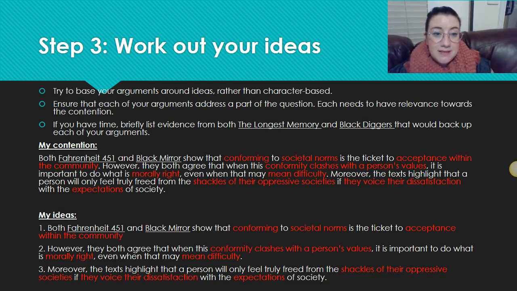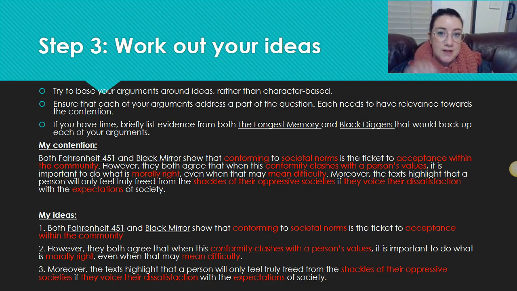The other thing that we would recommend is that you try and make sure that each of your arguments addresses a part of the question, okay? Each of them needs to have really direct relevance to the question, which is why, with my contention and arguments, I've really made sure that my key terms are in each part of it. And this is how mine breaks down.